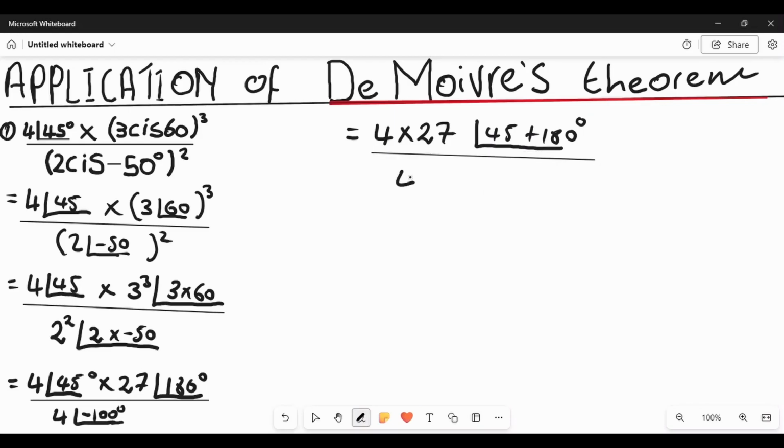I prefer us to first deal with the numerator. So we're going to have negative 100 degrees. The next step here, we're just going to multiply the modulus, which is 4 multiplied by 27, which is going to give us 108. There we go. As for the argument on the numerator, they're going to add. 45 plus 180 is going to give us 225 degrees. Divide by 4, angle negative 100 degrees. All right, so when it's like this, now we can do the division.